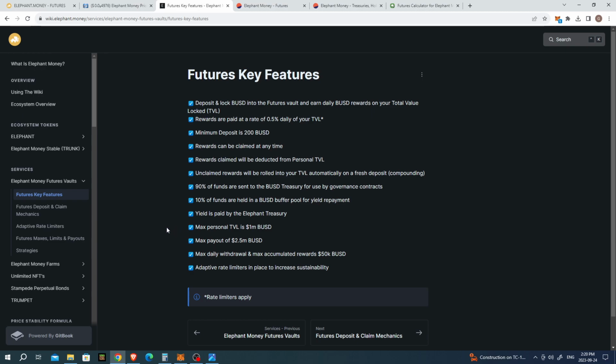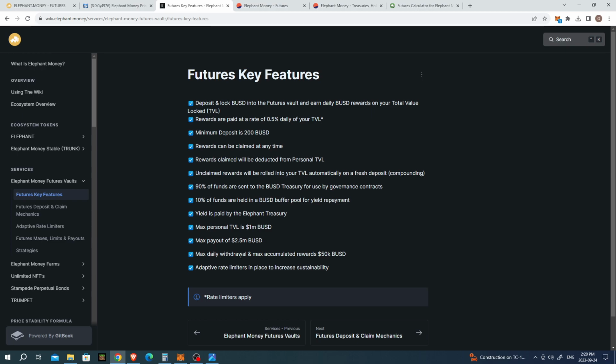The max TVL per person is 1 million BUSD. And over the lifetime of this, the max payout is capped at 2.5 million. And this includes compounds as well. So we'll get into that. So it is capped, so you can't earn forever, and that's one of the things for the large whales as well, which you get going forward.